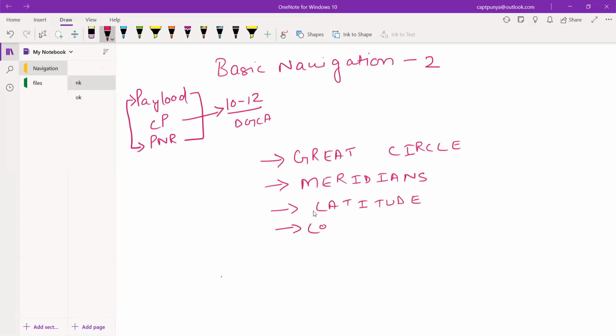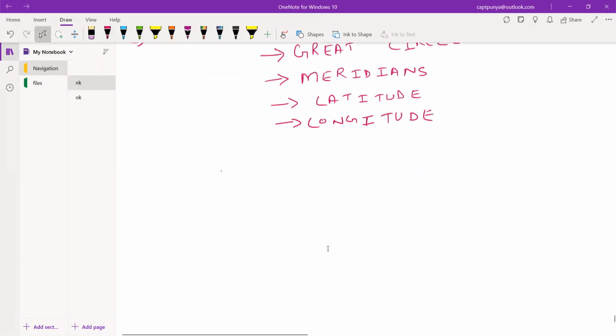So basically, these four or five things are the base of your basic navigation. If you understand these things and you have a clear picture in your head, the rest of the topic is really easy for you. So guys, let us start with the first topic, which is your great circle.